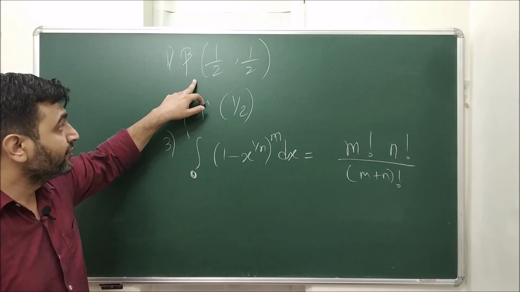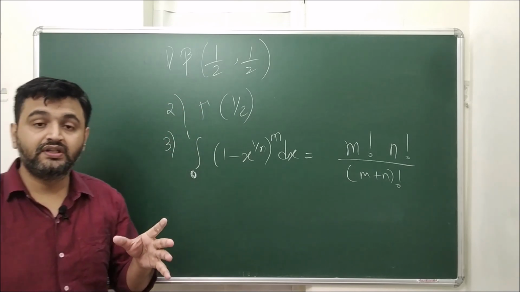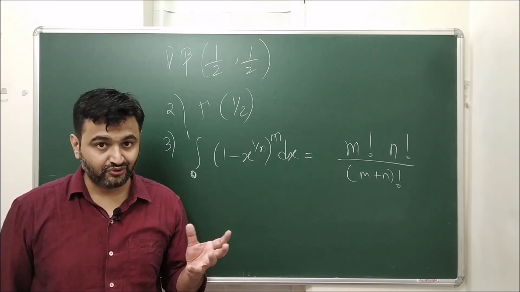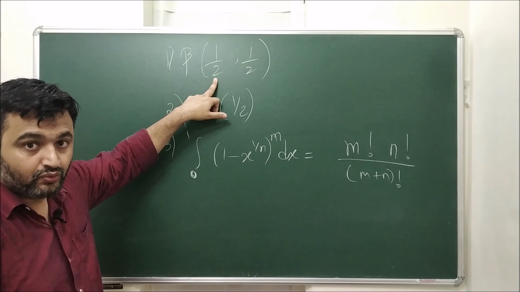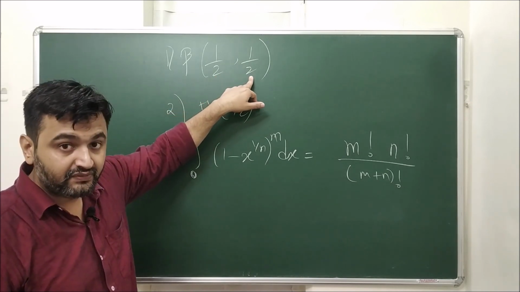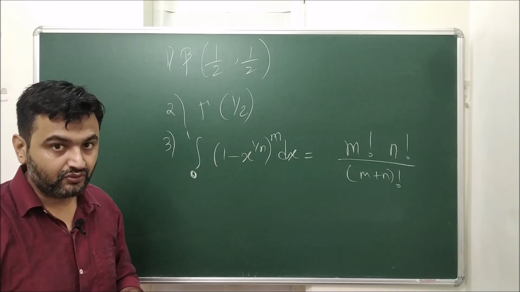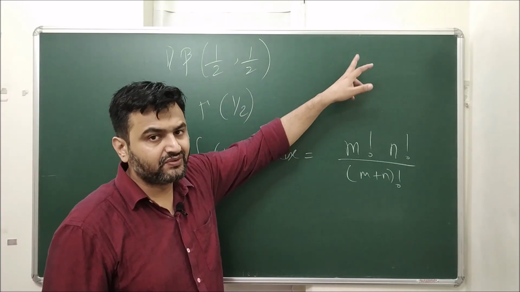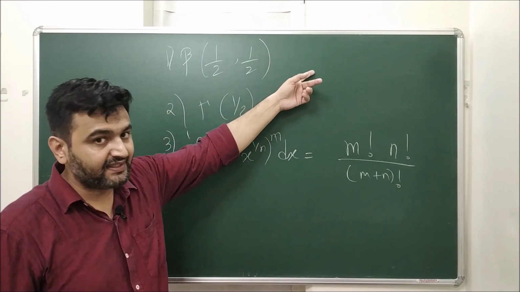Now the first thing you need to find is beta of half comma half. To find this, you use the relation of beta in the trigonometric form, that's sine raised to p theta into cos raised to q theta. If you compare that with this, your p plus 1 by 2 is 1 by 2, your q plus 1 by 2 is 1 by 2. And if you try to find p and q, they will come out to be 0. So this is integral 0 to pi by 2 of sine raised to 0 theta cos raised to 0 theta, which is 1. So I think you will get pi as an answer over here.